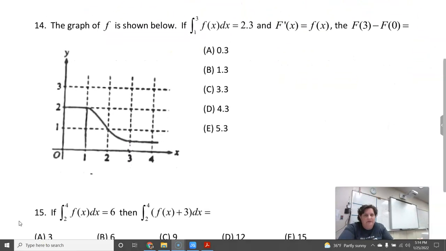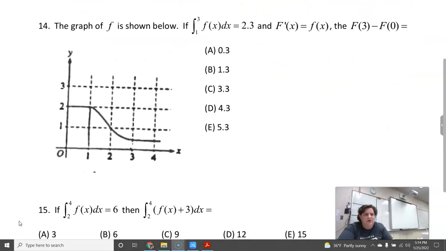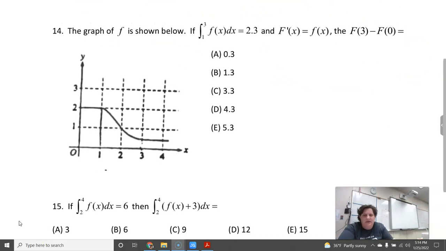Nice, nice. All right. Ooh, this looks so confusing, right? Let's just see if we can interpret what this is talking about. Okay, first thing, it says that the integral from 1 to 3 of f of x is 2.3. What does that mean? That means from here to here, go ahead and shade this. That means that the area of that is 2.3.